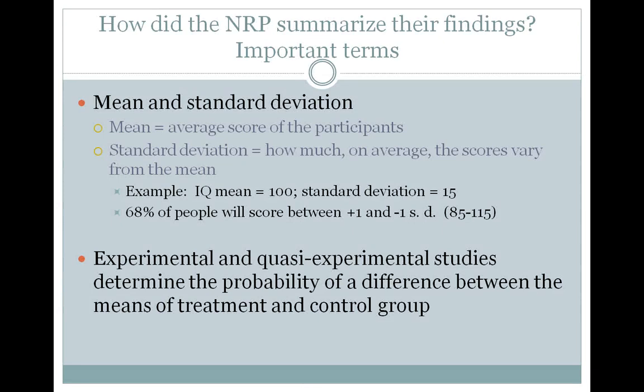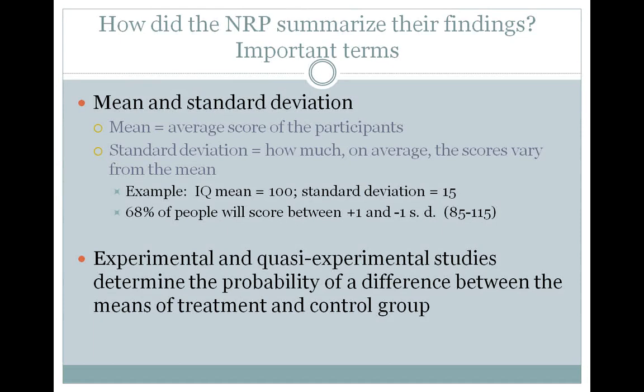So plus 1 standard deviation on the IQ test would be 115, minus 1 standard deviation on the IQ test would be 100 minus 15, which is 85. And what that means is 68% of all people tested, if they form a normal distribution, will score between that plus 1 and that minus 1 standard deviation, between an IQ of 85 and an IQ of 115.